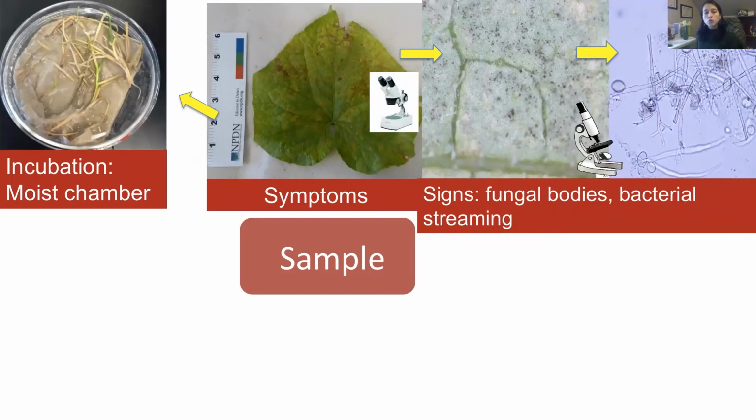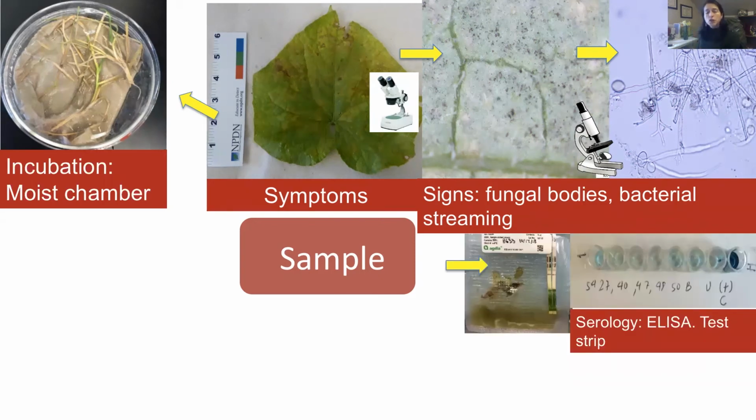And for that, we could do a moist chamber. That means putting the plant or the tissue in high humidity. In some cases, especially for viruses, we need to run a serology test that will reveal if a particular virus is present in the sample.